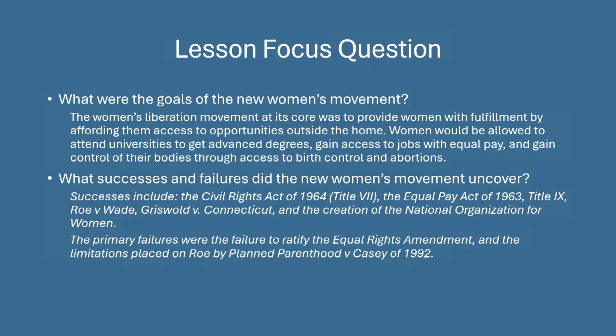What successes and failures did the New Women's Movement uncover? Successes include the Civil Rights Act of '64, Title VII, the Equal Pay Act of 1963, Title IX, Roe v. Wade, Griswold v. Connecticut, and the creation of the National Organization for Women. All things that positively impacted women. The primary failures were the failure to ratify the Equal Rights Amendment and the limitations placed on Roe by Planned Parenthood versus Casey of 1992.